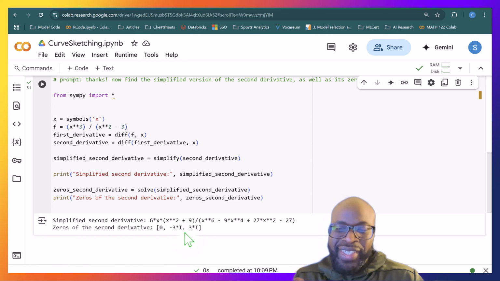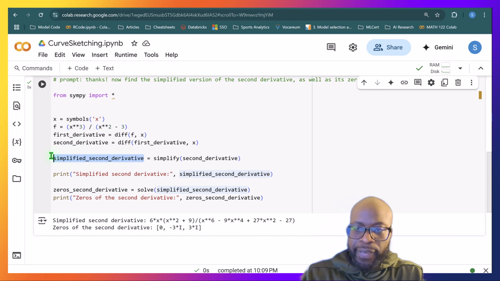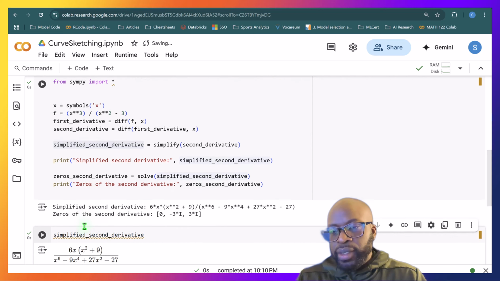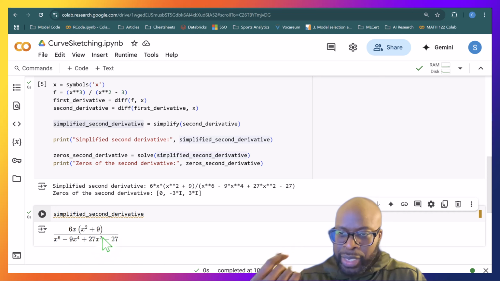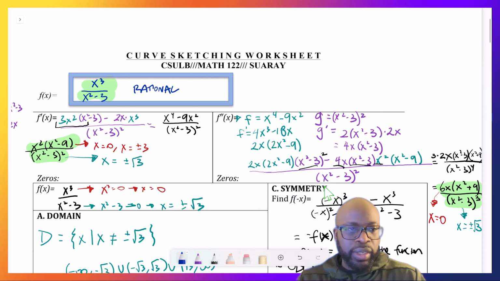Now, because I did print, it's giving it to me in this nasty format. So what I'm going to do is just copy the actual simplified second derivative, right? Which comes from simplify and then using diff twice. And I'll just go ahead and copy that. Create a new code block, paste that, play that, and here we go. So again, the denominator, when they simplify, they expand it out, which is not a good look. Instead, let's go ahead and look at that numerator, 6x quantity x squared plus 9. What did we get up here? 6x quantity x squared plus 9, so we're on the right track.